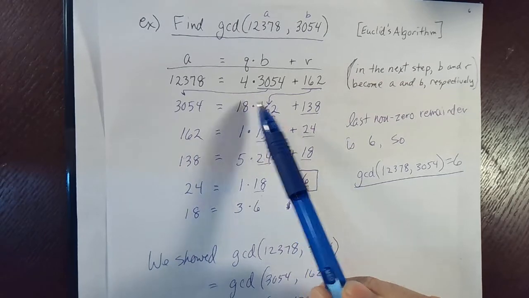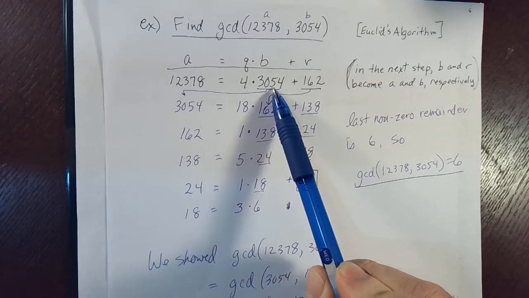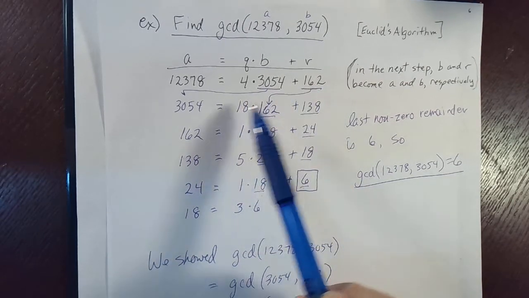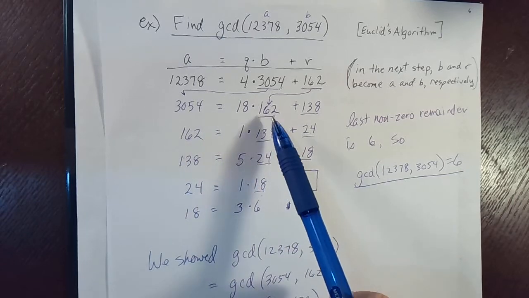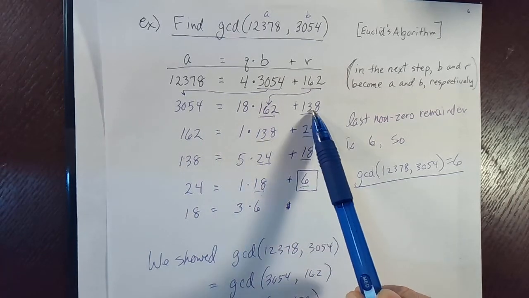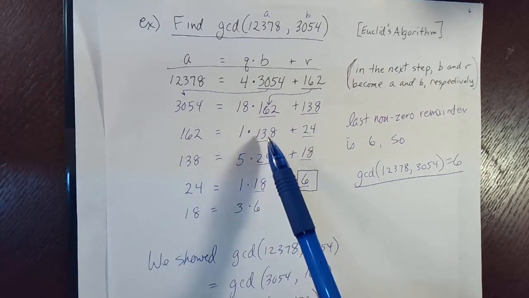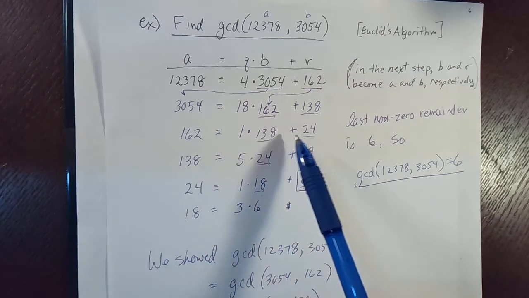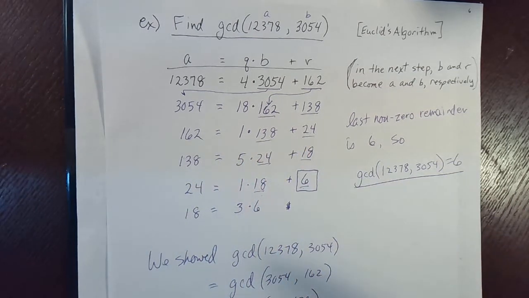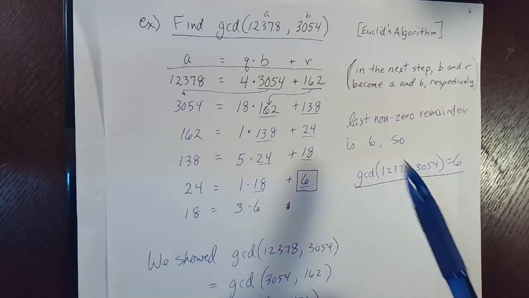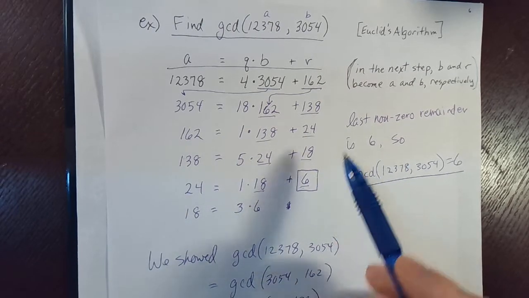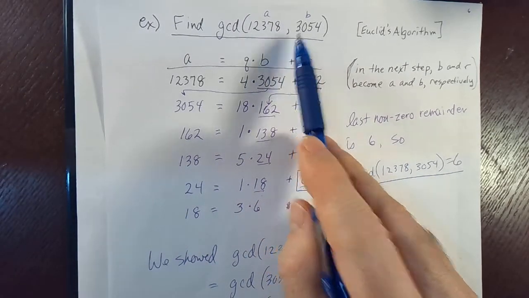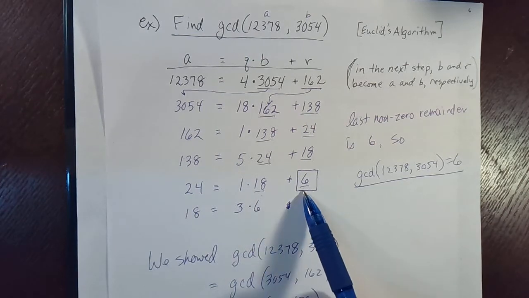In the second step, this became A and this became B down here. Then this became A and this became B in the next step. And then this became A and this became B in the next step, and so on. And we discovered that the greatest common divisor of these two numbers is 6.